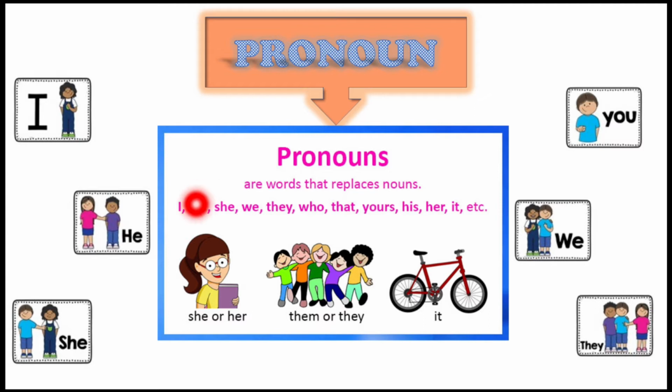These are the examples of pronoun: I, me, she, we, they, who, that, yours, his, her, it, etc. So these are the pronouns. I is used for yourself, he is used for boys, she is used for girls, you can be any person in front of you, we जिसमें आप भी शामिल हो, then you have to speak we, and then they means the persons you are talking about but you are not there in that group, so at that time you have to use the pronoun they.